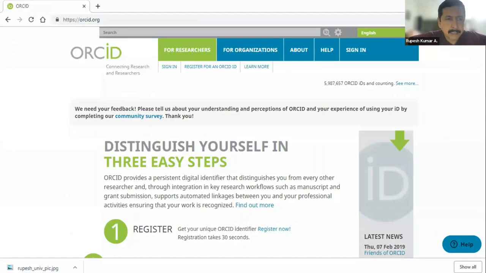The most important, my dear friends, the most important research visibility tool, academic identity profile is ORCID, Open Researcher and Contributor ID. It is a 16-digit ID for a researcher, which you can obtain freely, and you can add the details of your qualification, your publications, everything to make it more visible.